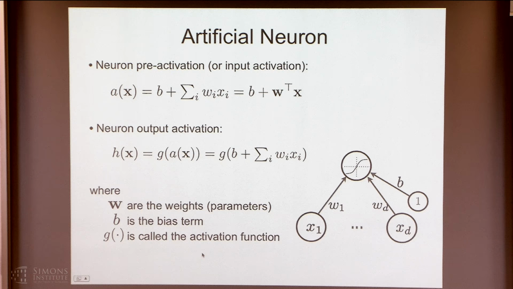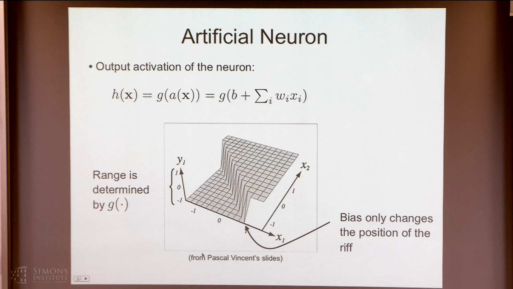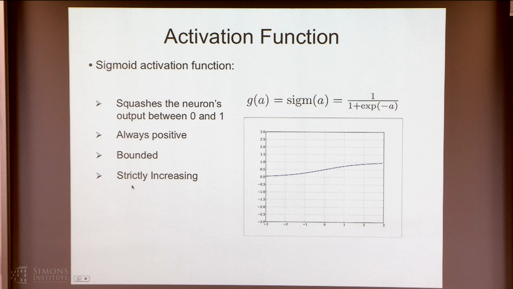And people are exploring different activation functions, right? So very, very standard. And you can think of it as, if you have the output activation of the neuron, the bias here only changes the position of the drift. And the range of the drift is determined by the nonlinearity. Okay? So that's a very simple job of a single neuron.